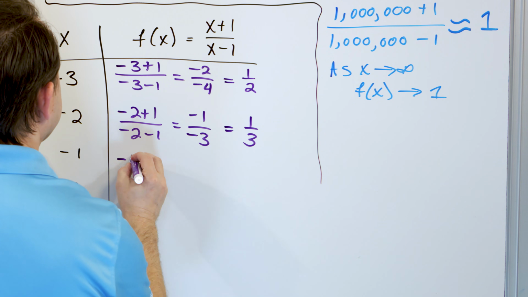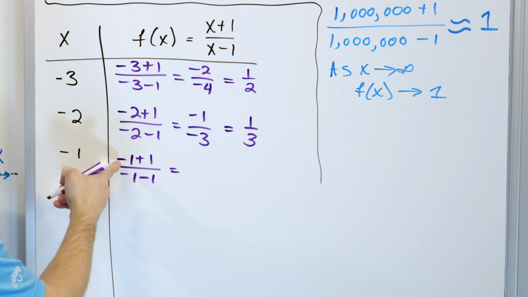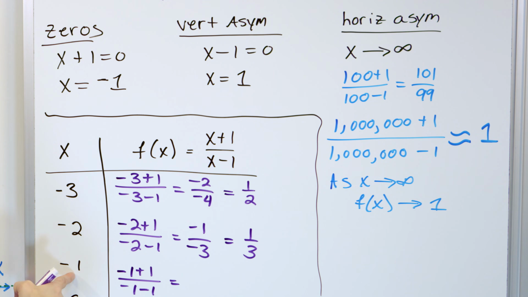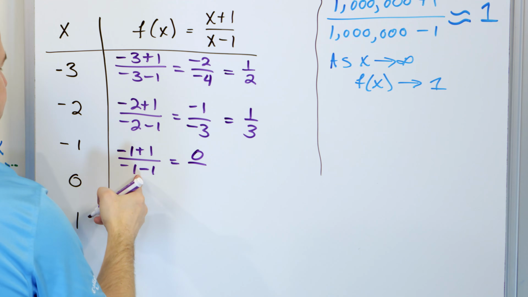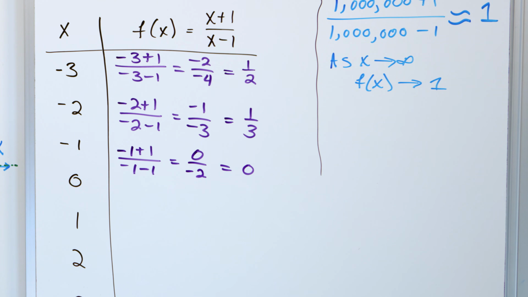I'll have -1 plus 1 over -1 minus 1. On the top, what's going to happen is I'm going to have a 0. Notice I said there was a 0 at x is equal to -1. So on the top, I'll have 0. On the bottom, I'll have -2, which means that's my 0 point that I already found from before.